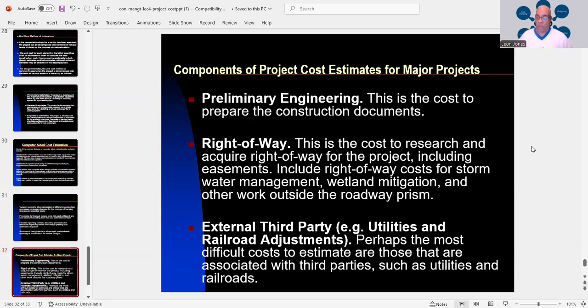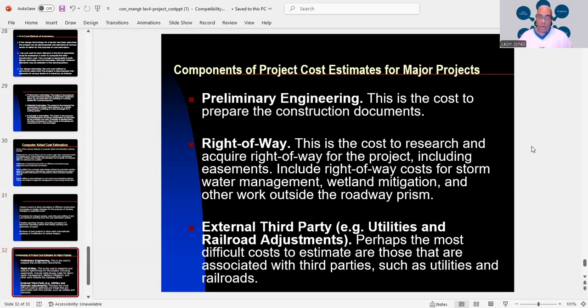Now, DOTs usually would use right of way because they might want to add a travel lane on an existing road. They might want to build a bypass. So they're going to use the right of way.